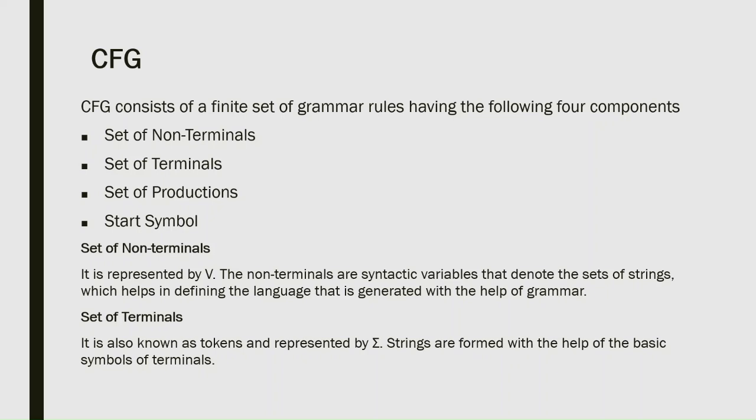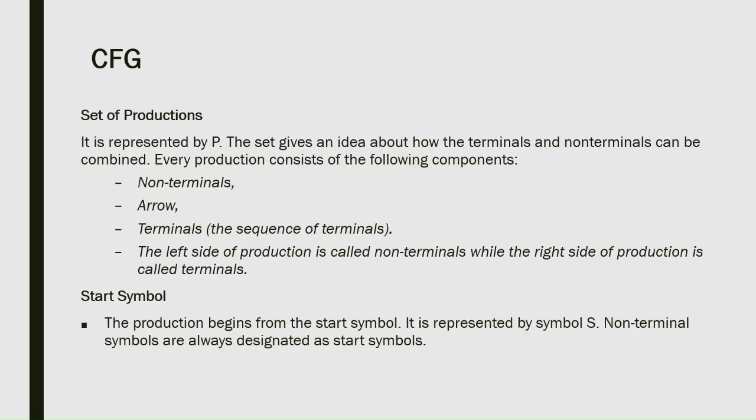Set of non-terminals is represented by V. The non-terminals are variables that denote the set of strings. Set of terminals are also known as tokens, represented by the summation symbol. Strings are formed with the help of these basic symbols or terminals. Set of productions means P, which we represent as non-terminals. You will put an arrow and then terminals.